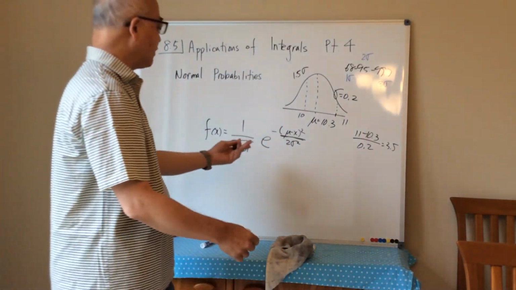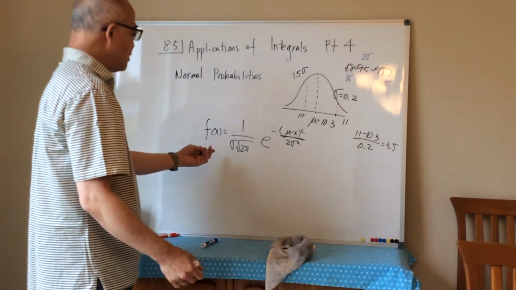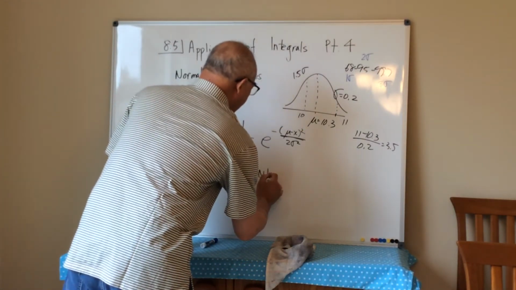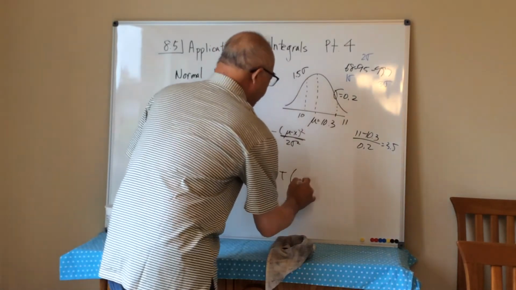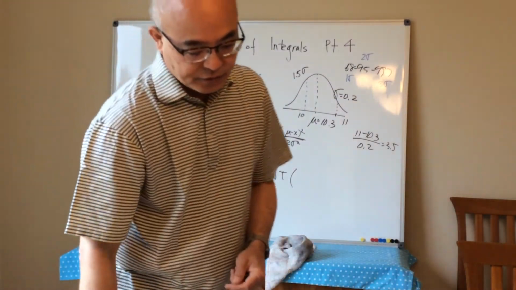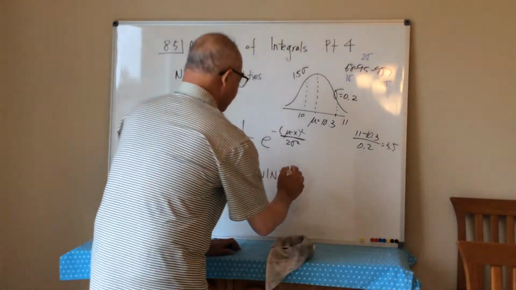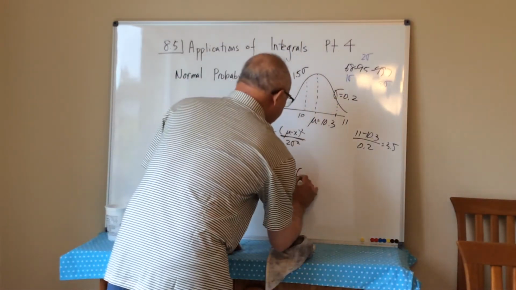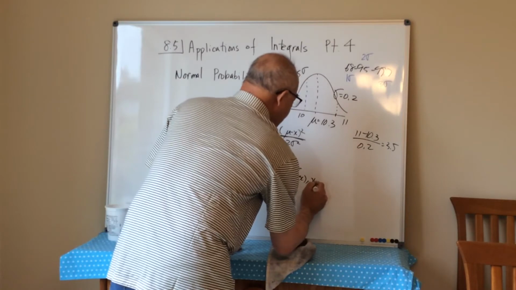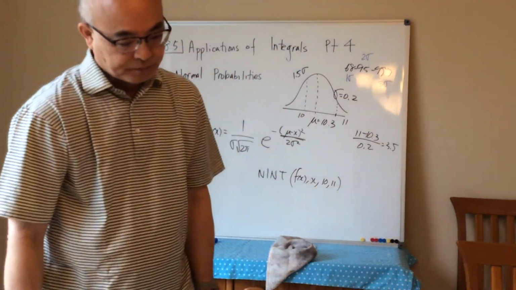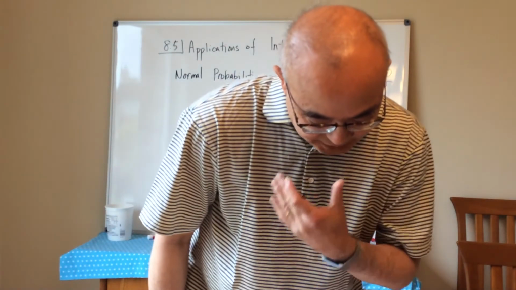All right, so you have to be able to calculate. So the way you would do that is you would put this in your calculator, and you would just go ahead and nInt it, right? You can just go ahead and nInt it. So you would put this in your f of x, and you go from 10 to 11, right? You can do that. And that's how you do that.